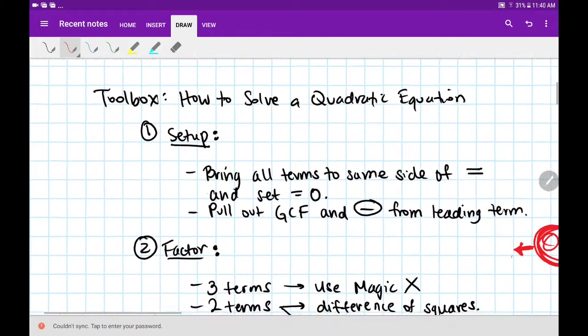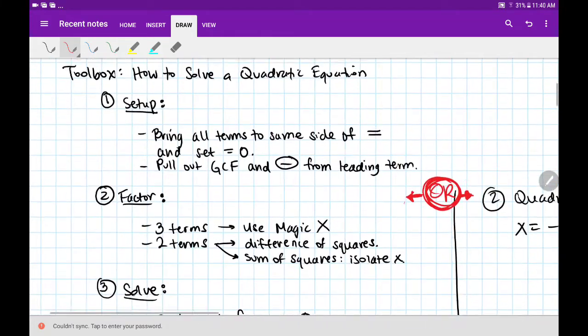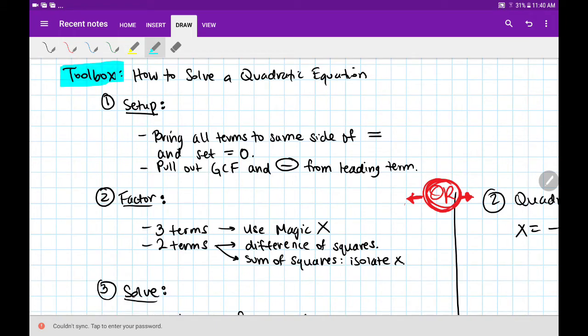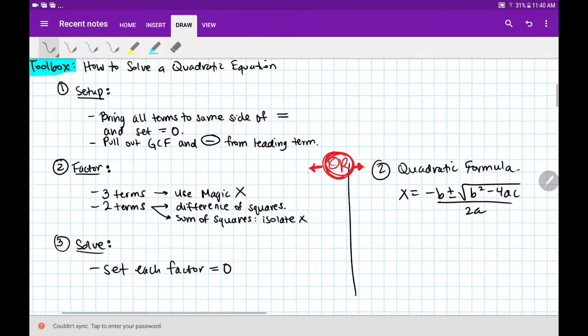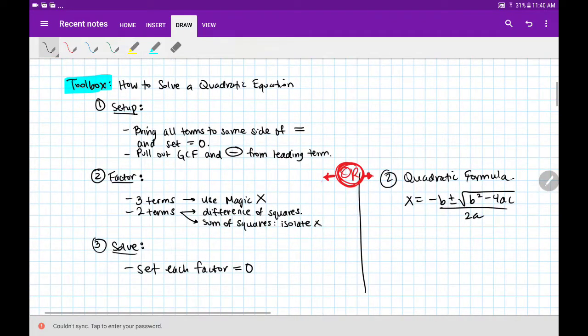So first and foremost, let's get our notes down. I'll call this our toolbox because all of our factoring methods are right here, and this should be the method that you use to decide which method to use. Every time we have a problem to solve a quadratic equation, remember quadratic means it has an x squared in it. Anytime we're solving a quadratic equation, we'll always do these steps first.